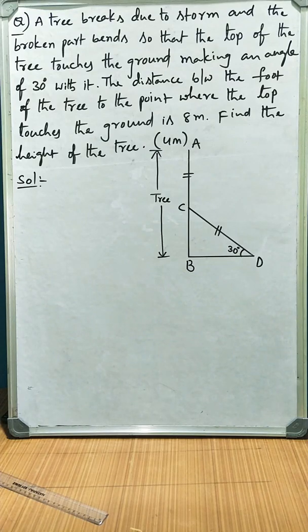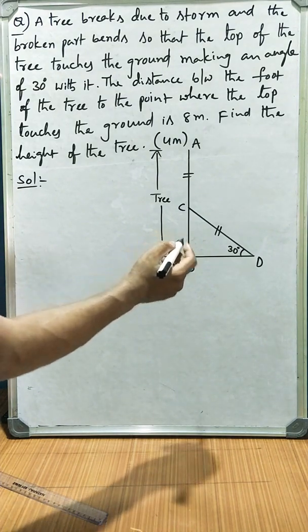One more question from the applications of trigonometry, which was a very interesting one. A tree breaks due to storm and the broken part bends so that the top of the tree touches the ground, making an angle of 30 degrees with the ground. The distance between the foot of the tree to the point where the top of the tree touches the ground is 8 meters. Find the height of the tree.